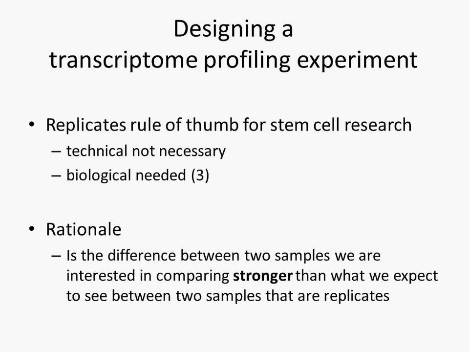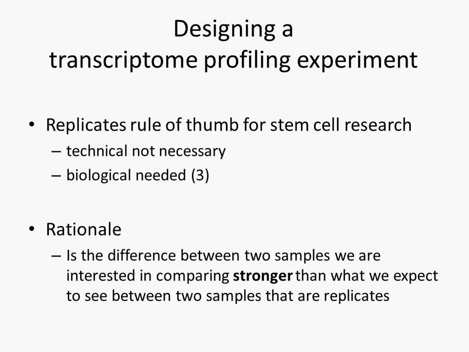Now, in terms of replication, the rule of thumb for stem cell research that I would communicate is that technical replicates are not necessary, but biological replicates are absolutely needed. If you are hesitant about what to do with the biological replicates, I would recommend that you follow this rule. It will allow your statisticians to have a wider range of possibilities for comparing samples.